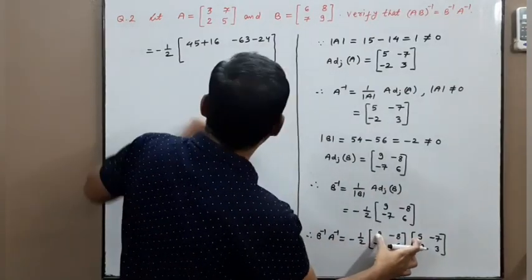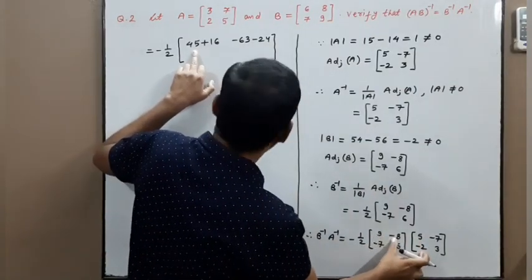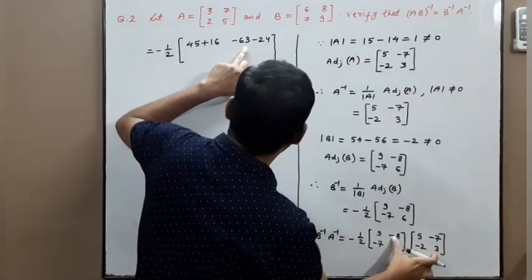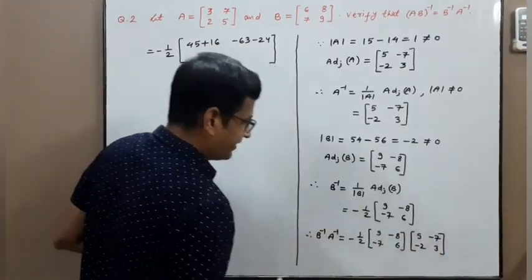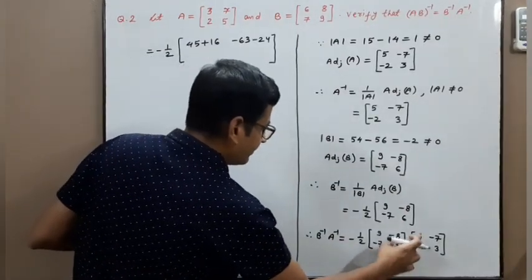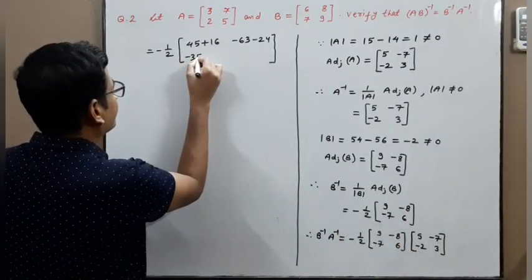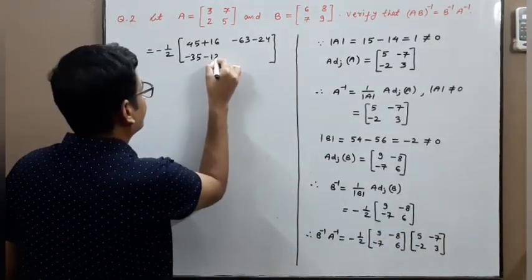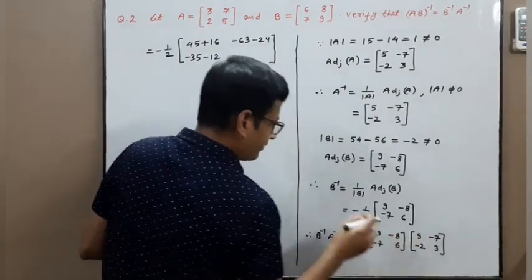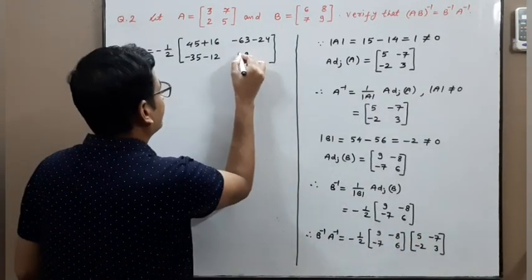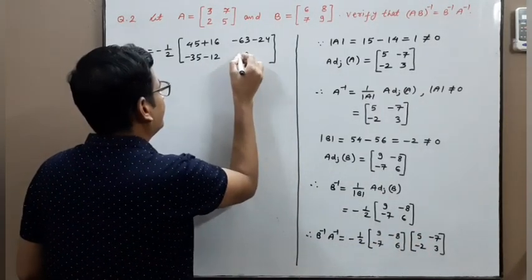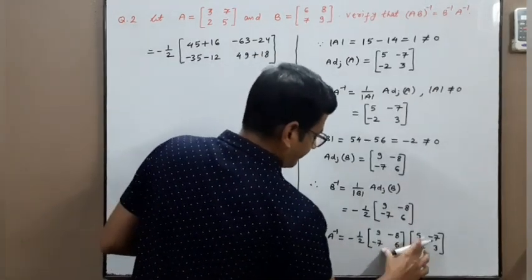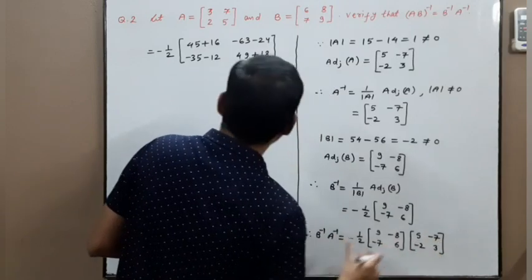Again check: 9×5 = 45 and 8×2 = 16, 9×7 = 63 and -8×3 = -24, because the page keeps changing, you should always check seriously. -7×5 = -35 and 6×2 = 12, -12. Now 7×7 = 49, plus 18, 7×7 = 49 and 6×3 = 18.